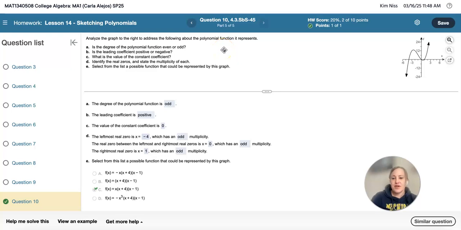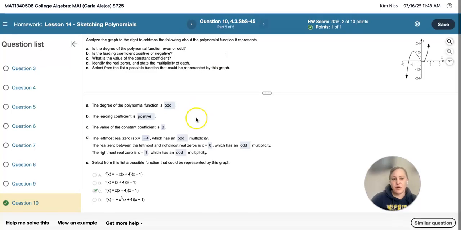Hey guys, so I just wanted to make a quick video from lesson 14, and I'm going to go through question number 10 that had some people a little bit confused. So I'm going to go through how to do that one today. You're asked to analyze the graph to the right to address the following about the polynomial function it represents. So you're just asked to answer parts A through E, and we're going to go through how to do that.